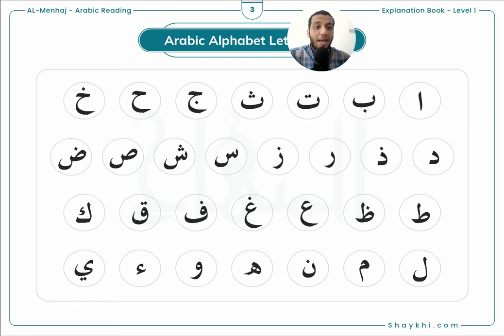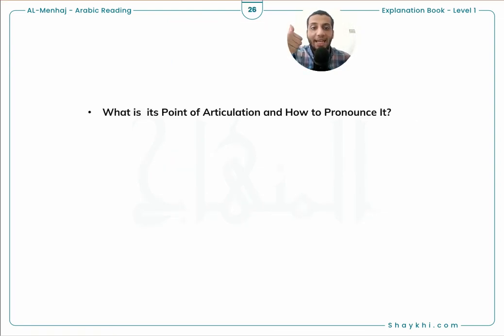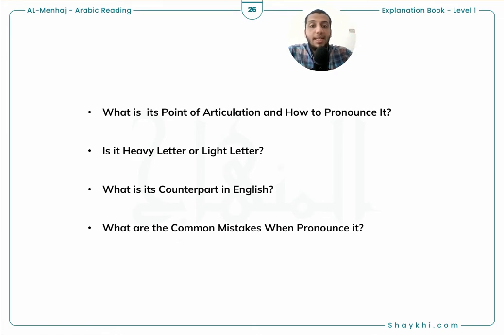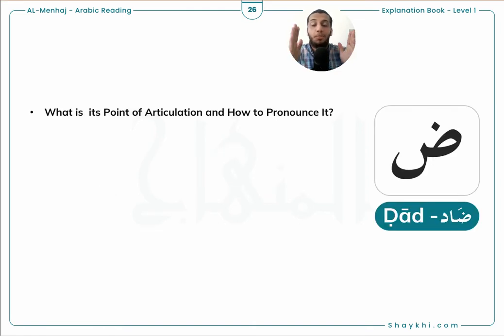As always, our discussion includes 4 points. What is the point of articulation and how to pronounce the letter? The next point, whether this letter is a heavy or a light letter. The third point is what is the counterpart of this letter in English. And the last point is what are the common mistakes when pronouncing this letter. So let's get started. The first point: what is the point of articulation and how to pronounce it?